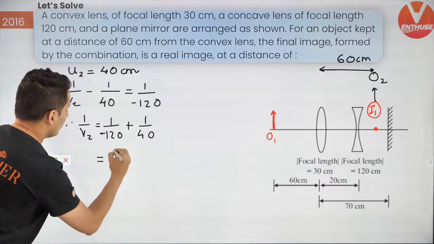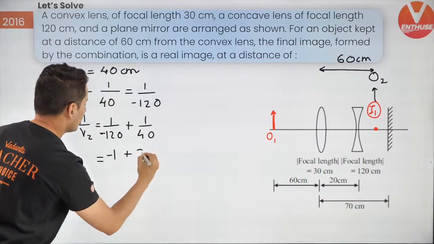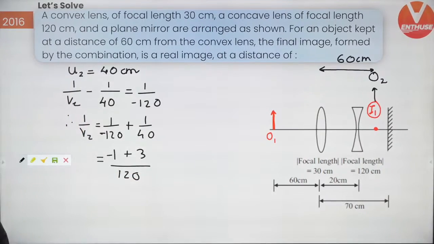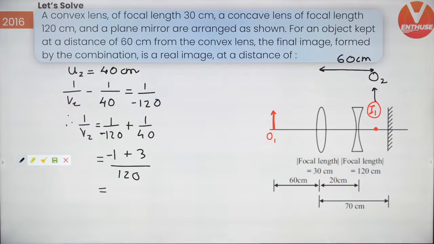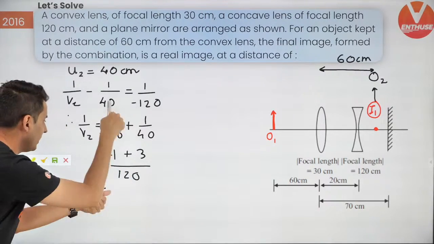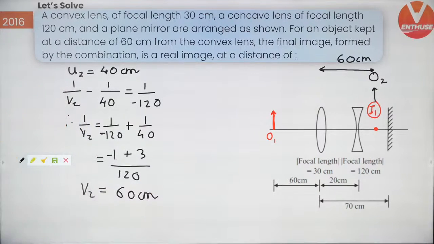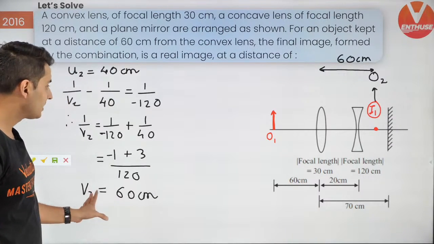Now let's solve this problem. So minus 1 plus 3, divided by 120. Minus 1 plus 3 will become plus 2. So this will give you V2 as 120 by 2, which is 60. So 60 centimeters again. Just check this out. Is V2 coming out to be 60 centimeters? Everybody has understood this?